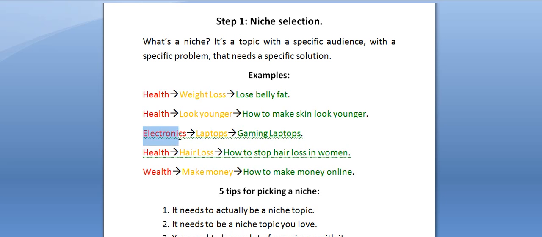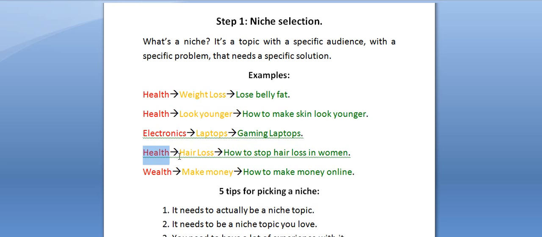Let's dive into something completely different, like electronics. Electronics can be who knows what. It can be drones, smartphones, laptops, and all that kind of stuff. But in this case, we're going to narrow that down into laptops. But laptops itself is also a broad thing, which is why I made it yellow. But something more specific is gaming laptops. So that would be a niche.